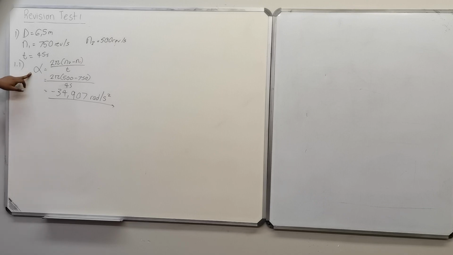The formula sheet uses an A, because the people who typed it out couldn't find the symbol. But this sign is alpha, and alpha is your angular acceleration. Okay.